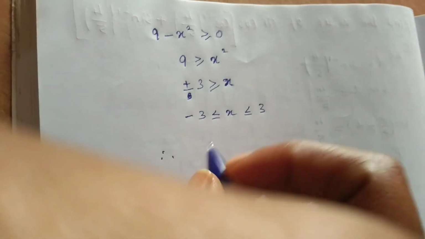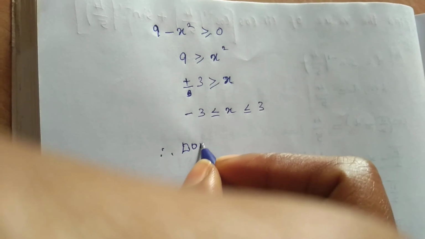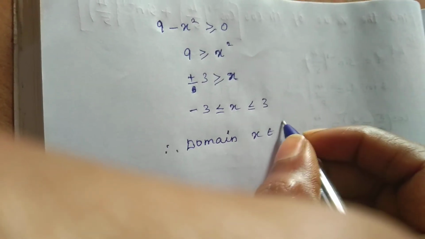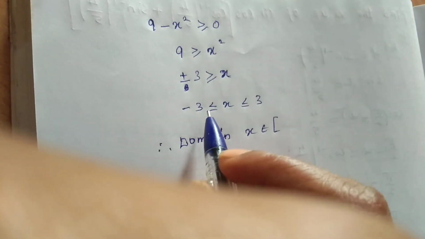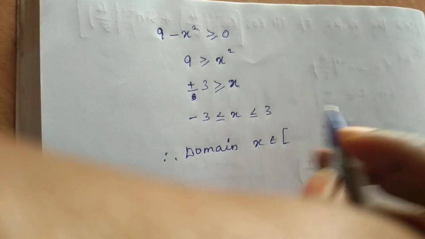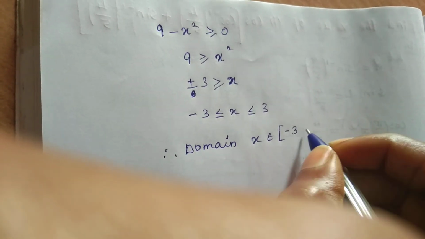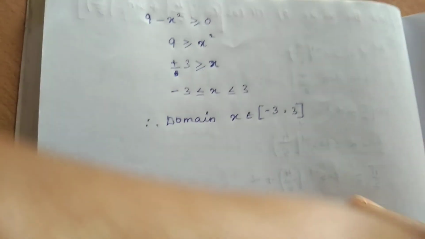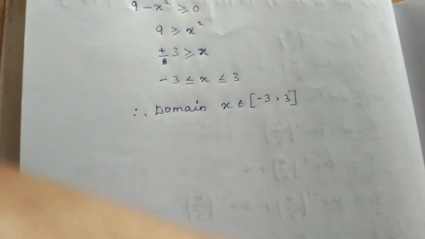Therefore the domain: x belongs to the closed interval, because the symbol is less than or equal to, so minus 3 comma plus 3. This is the domain of this tan inverse function.